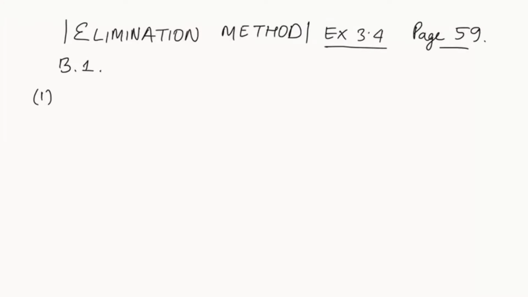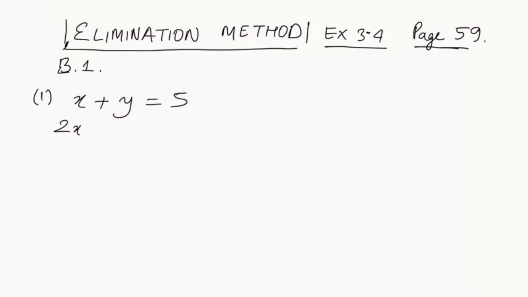Okay friends, in this video I'll start with the elimination method, which is found in exercise 3.4 of your textbook, page 57, under P1. There are 4 questions under this method, and we will start with the first one. Let's write the question: x plus y equals 5 and 2x minus 3y equals 4.